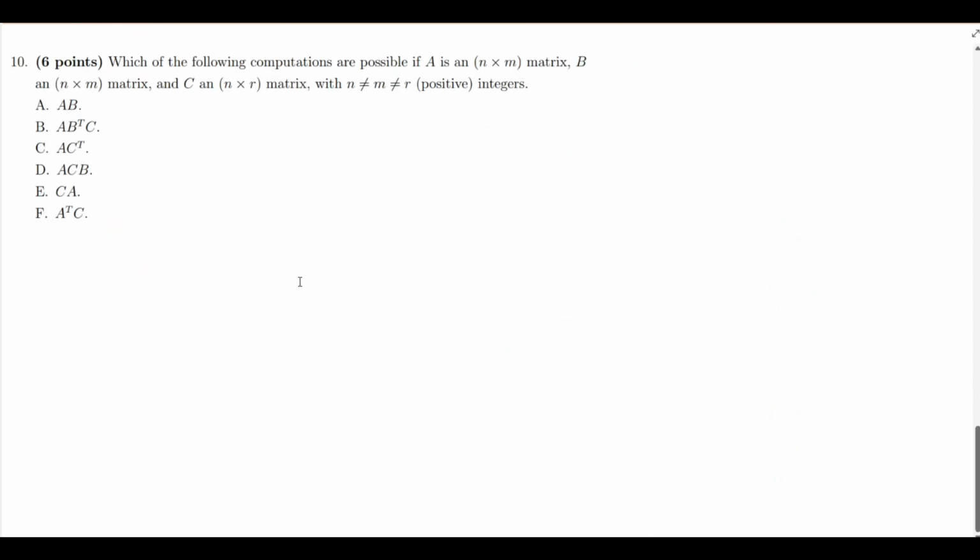So this question is dealing with properties of matrices, specifically matrix multiplication, and we have been told that we have three matrices, A, B, and C, and A is an n by m matrix, B is an n by m matrix, C is an n by r matrix, with n different from m, different from r, and they're all positive integers.